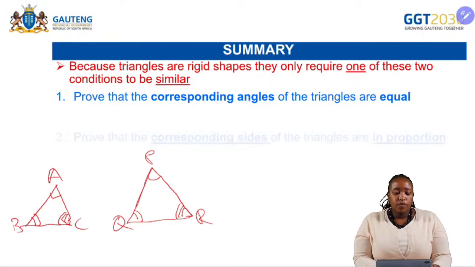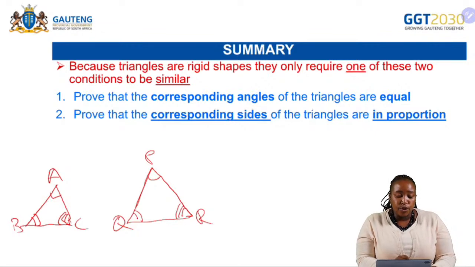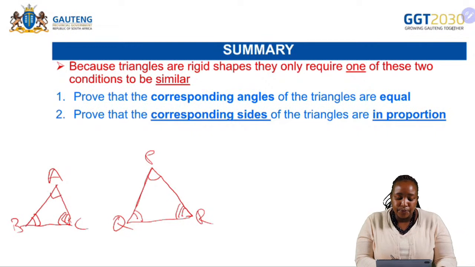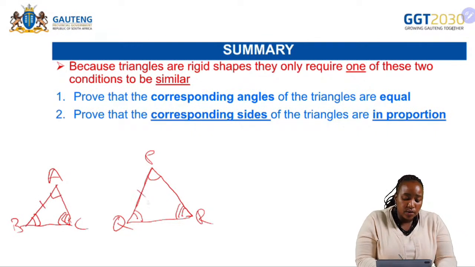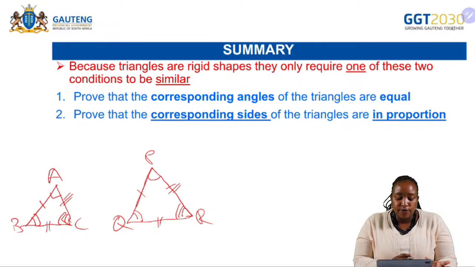Right, and then to prove that the corresponding sides of the triangles are in proportion, what you'd have to work with here is to look at which sides are given as equal, and then you'd maybe divide those 2 sides. So here these 2 would be corresponding, and then AC would correspond to PR. That's basically what you'd have to do to prove that the corresponding sides are in proportion.